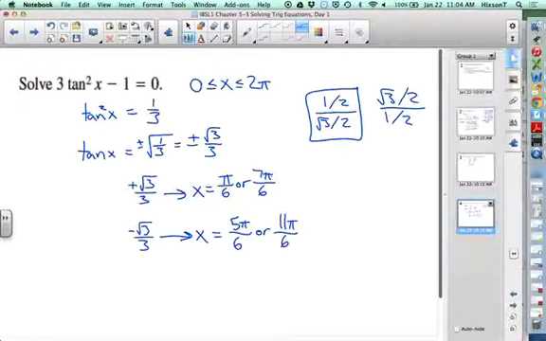So we have 4 answers for that one. It's a quadratic, which means there are 2 answers for tangent, and each of those gives us 2. So every time you have a square, you're going to have 4 answers, unless we have one of those quadrantal angles, which makes it easier.